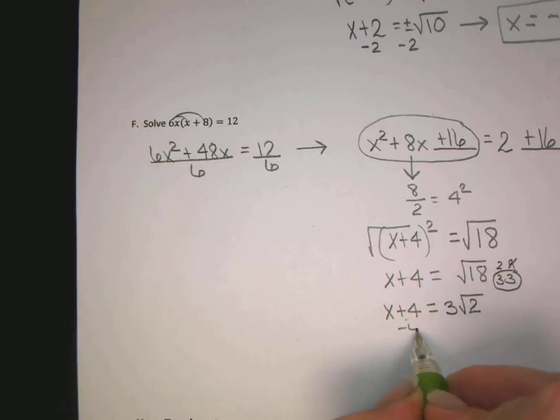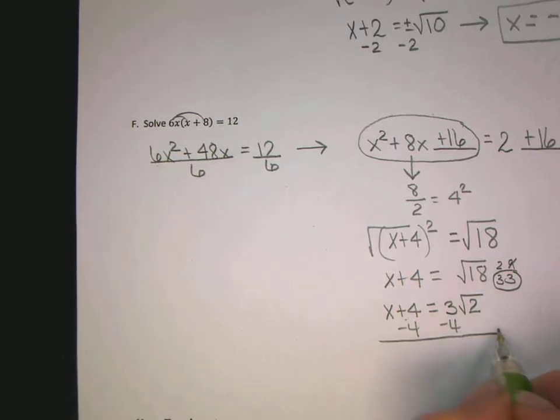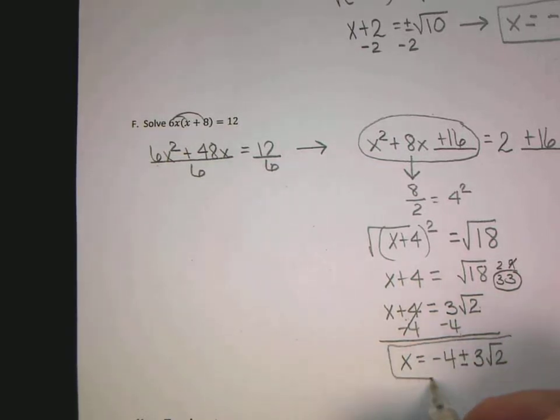You need to subtract 4 from both sides. Those will not combine because a radical 2 cannot combine with something that's not a radical. X equals negative 4 plus or minus 3 square roots of 2. And that's your final answer.